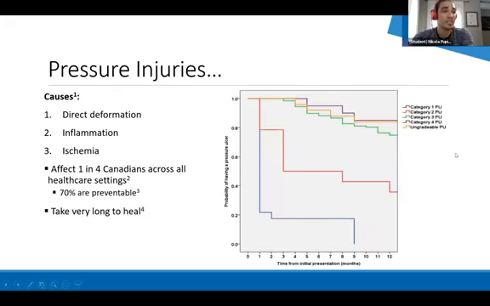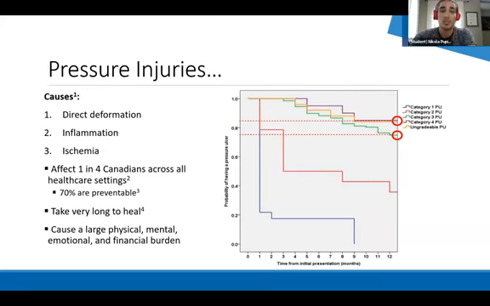Further, pressure injuries take a long time to heal. Looking at this diagram, it shows that the probability of still having a pressure injury after 1 year is approximately 80% for stages 3 and 4 and unstageable pressure injuries. Pressure injuries also cause a lot of pain and suffering, leading to large physical, mental, emotional, and financial burden.